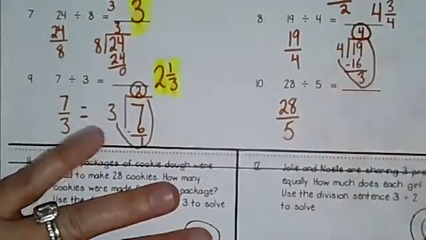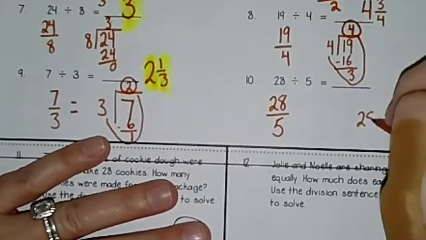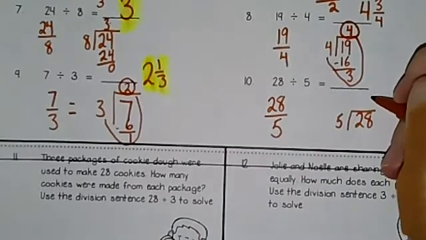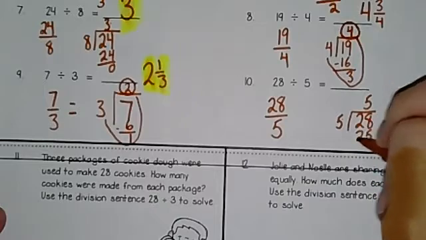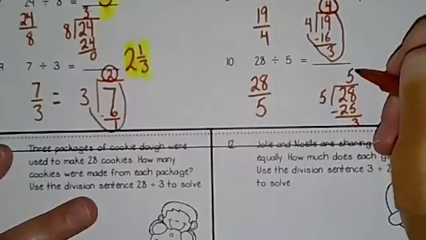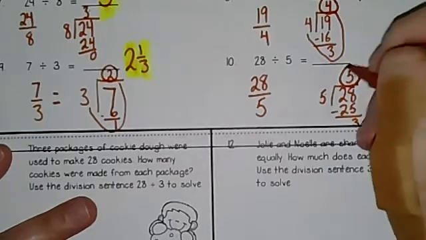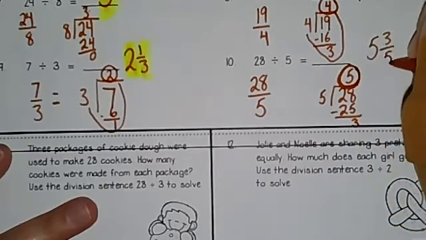28/5. I like the way you said it mathematically. Very good. What do I do now? 28 divided by 5. Zayden, how many 5s in 28? 5. What's 5 times 5? And when you subtract, what do you get? Very good. So Zayden, what do I do to make that a mixed number? Yes, what is the mixed number? 5 and 3/5. Thank you, Zayden.